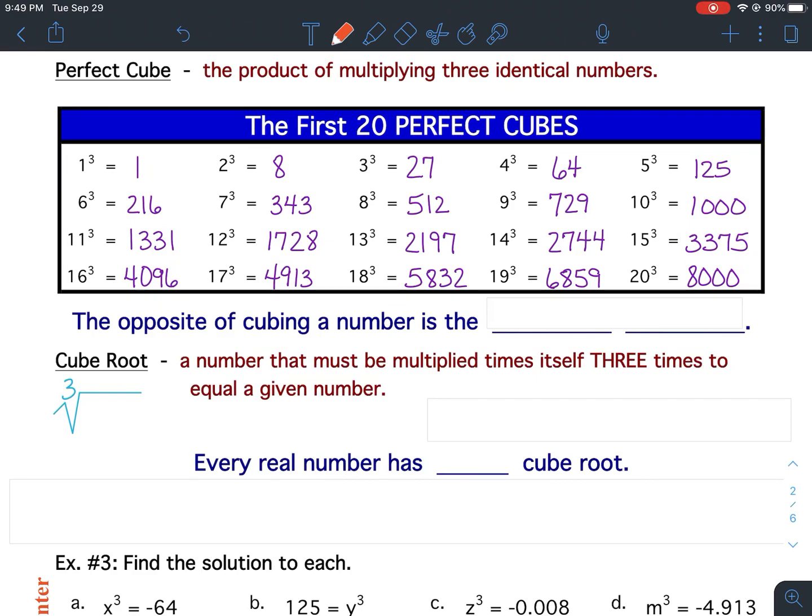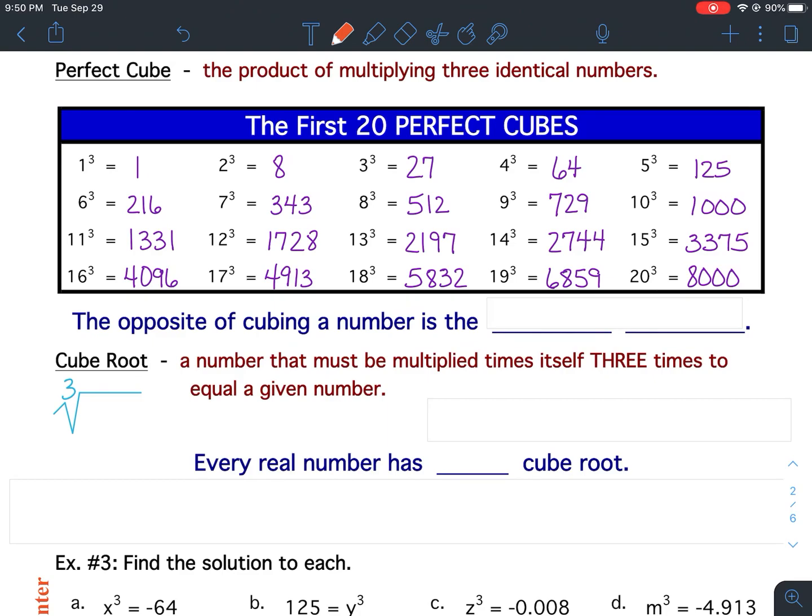Next row. 16 cubed is 4,096. 17 cubed, 4,913. 18 cubed, 5,832. 19 cubed, 6,859. And 20 cubed is 8,000. If you need to, pause your video, make sure you got all those written down correctly.